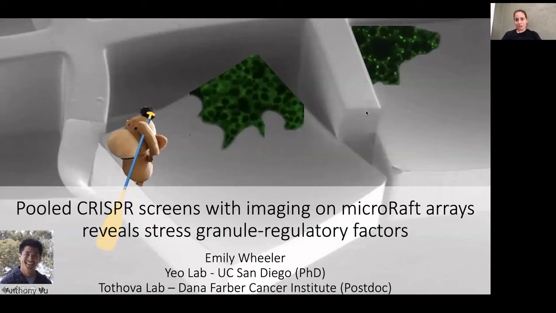So I'm going to be talking about application of pooled CRISPR screen with imaging of our work that was recently published. And this work has been co-led by another student in the Yale lab, Anthony Vu. And I think it's a fun example of a collaboration between someone who's really interested in the cell biology and biological phenotype of stress granules, which is the expertise that Anthony brought to this project, and myself, where I had this idea to adapt pooled CRISPR screening to image-based phenotyping, which is really, as we all know, a very, very important aspect of cell biology.